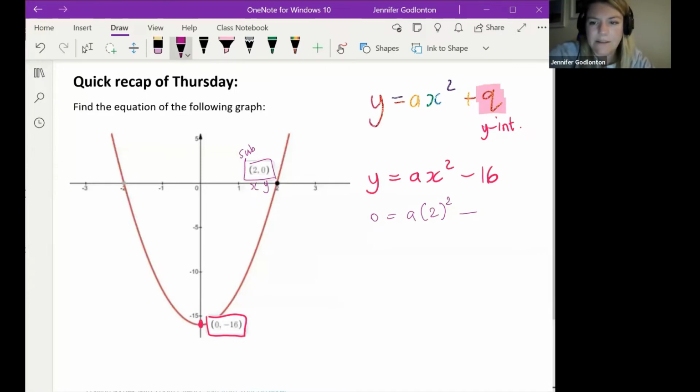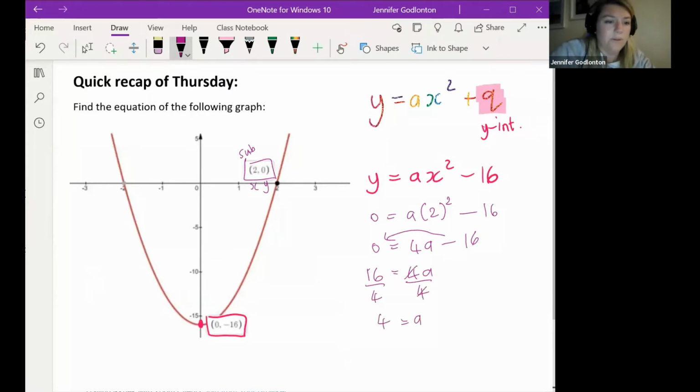Sorry, my writing is just messy on the right-hand side. So what we land up with is 0 equals 2 squared, which is 4a, minus 16. We're trying to solve for a. So I'm going to move my 16 over. When it jumps over, change the sign. So I'm going to have 16 equals 4a. I'm going to divide by 4, and I see that a is equal to 4.